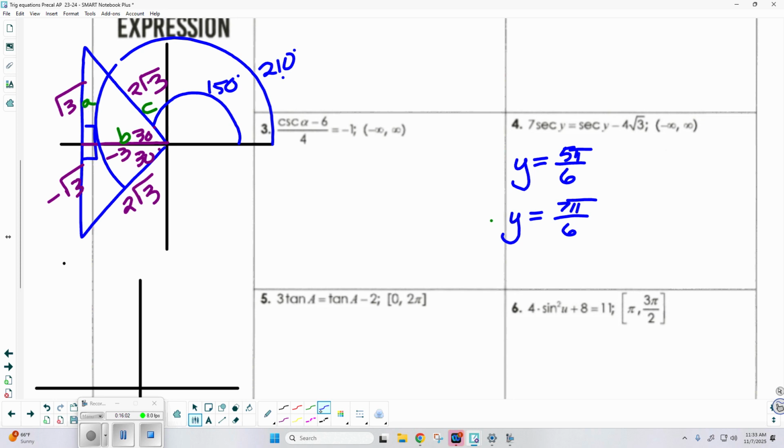Okay. And what do I have to do? There you go. It wanted the infinite interval, so I have to add 2 pi n to each of these. Remember, you'll only add pi n if it's tangent or cotangent.